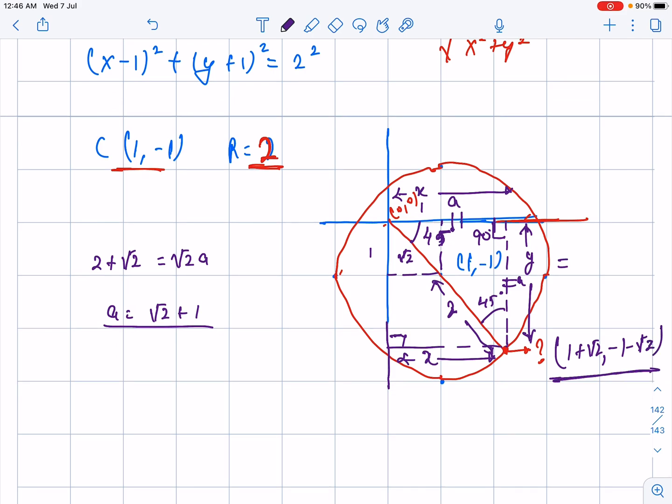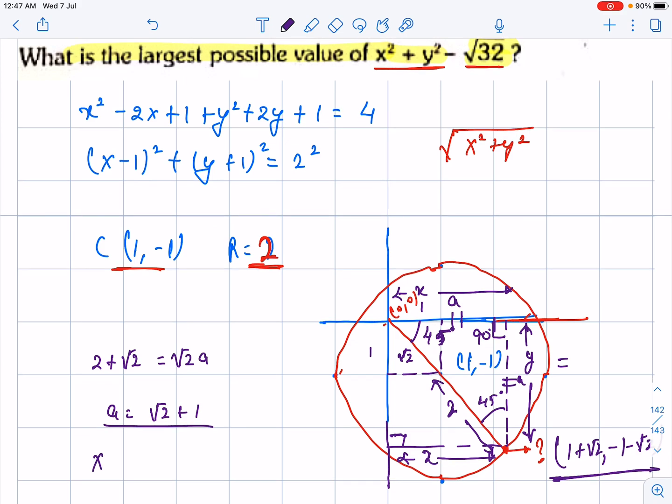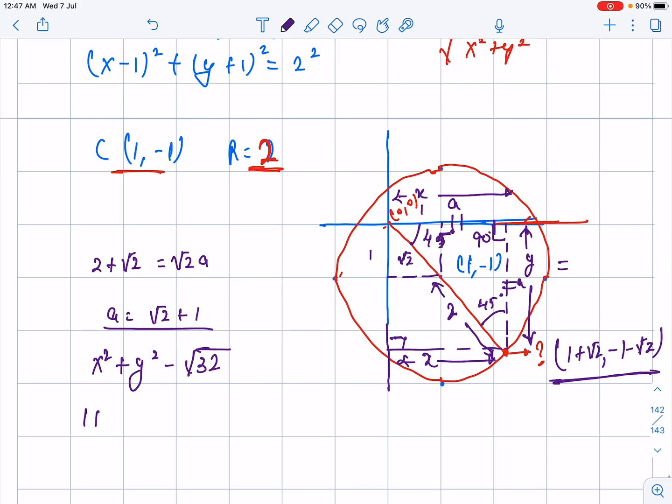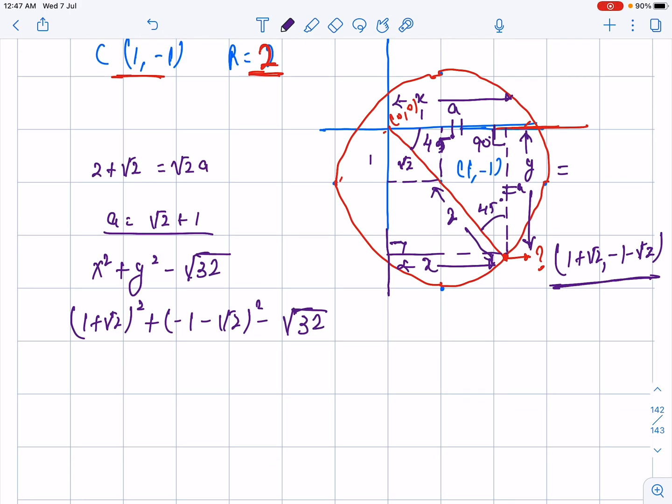Now making use of this, I am going to evaluate the value of x² + y² − √32. So that will be (1 + √2)² + (−1 − √2)² − √32. Then we get a² + b² written over here 2 times. So 2 times (1 + √2)² we have finally, plus minus of √32.